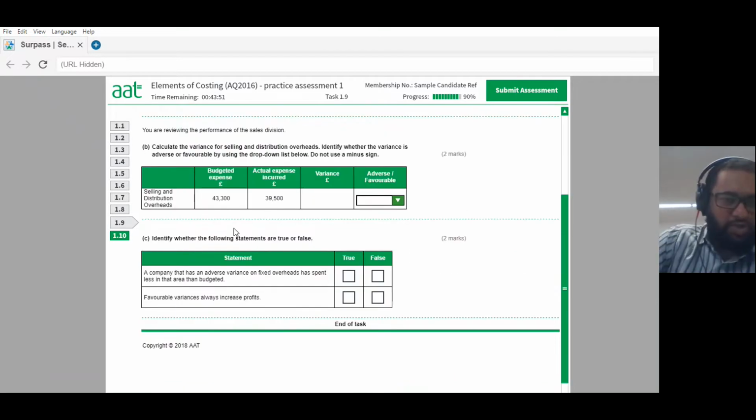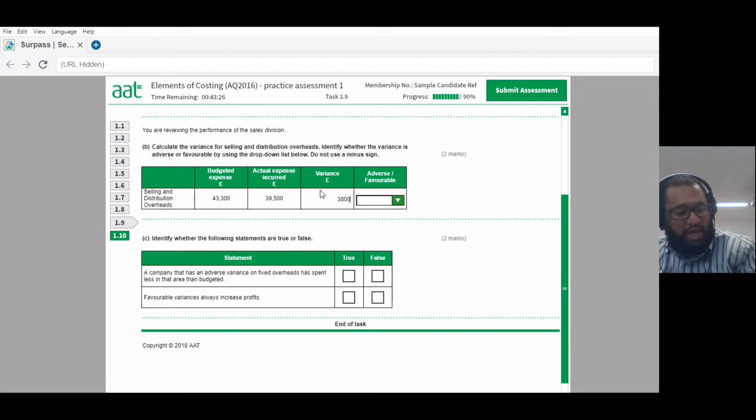So now let's look at the next one. Calculate the variance for selling and distribution overheads. Identify whether the variance is adverse or favorable by using the drop-down list below. Do not use a minus sign. So therefore, you need to put the highest figure, take away the lowest figure. So here, 43,300 minus 39,500. It gives me 3,800 there.